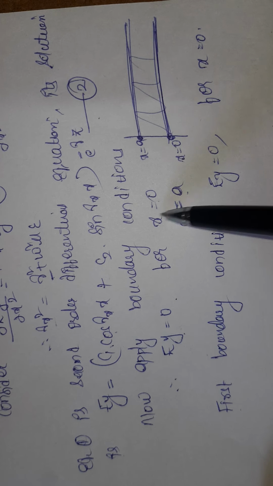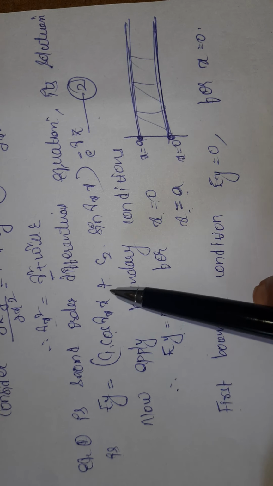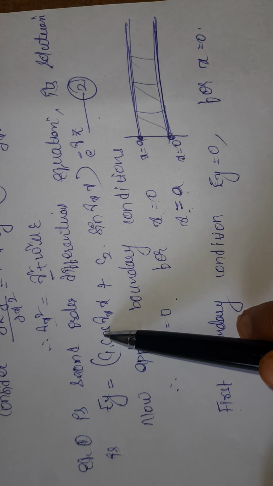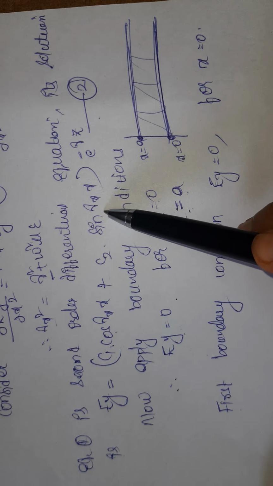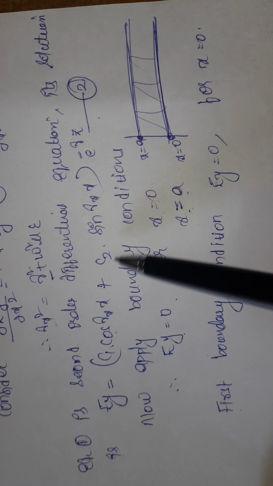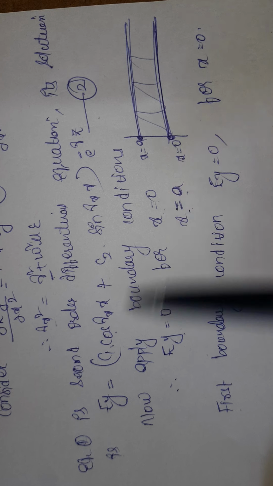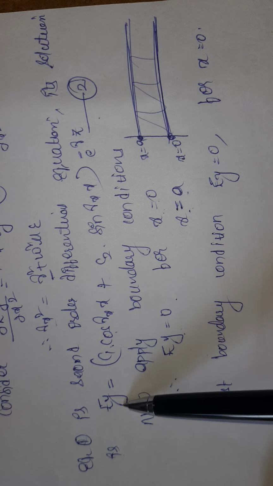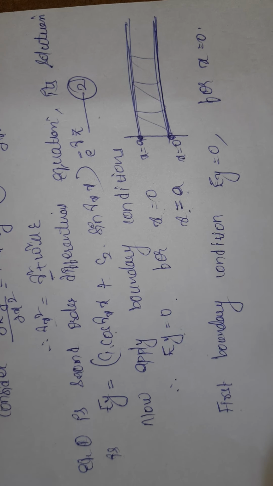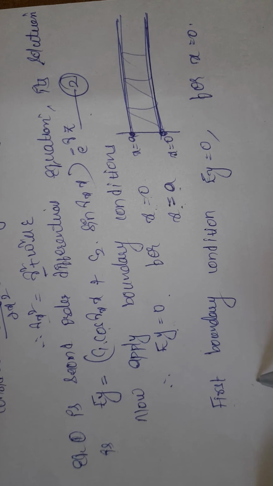If I substitute x equal to 0, Ey should become 0. So we have to change this Ey. So what do we have to do? If I substitute x equal to 0, Ey should be 0. To make Ey 0, I have to substitute this C1 equal to 0.